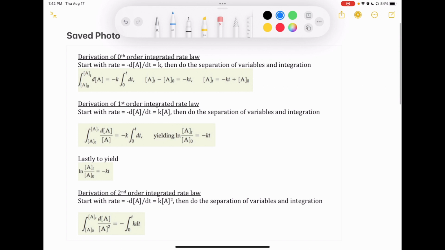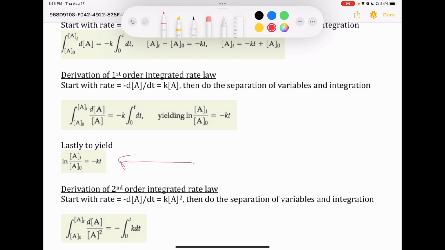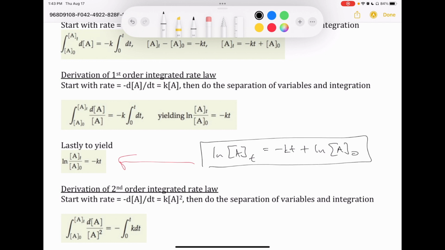If you want the first order, you would pretty much do the same steps that I just showed you with respect to the integration and the separation of variables. And in the end, you're going to get an equation. The equation would look like that. Usually the way we would write it is we would put the concentration at time t on one side and then everybody else on the other side. So it would look something like this. If you want to memorize this, this is the one you're going to need to use.